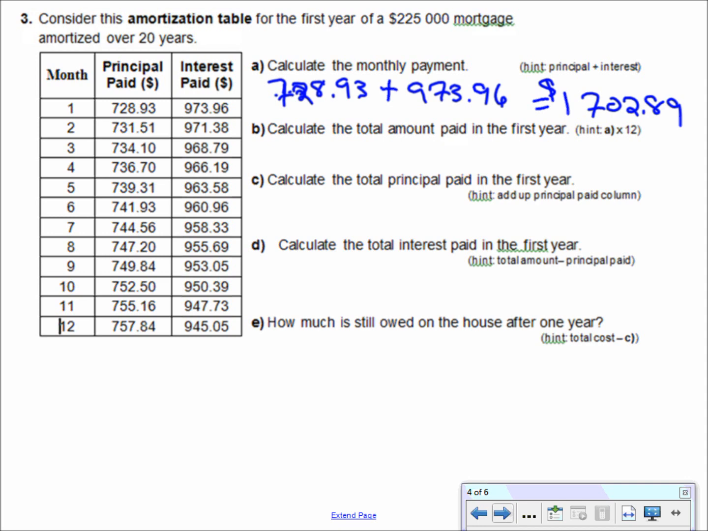Okay. Calculate the total amount paid in the first year. Well, all I'm going to do is take my payment and multiply it by 12, because I'm making 12 of these payments in the first year. And I got $20,434.68. Again, check my number.